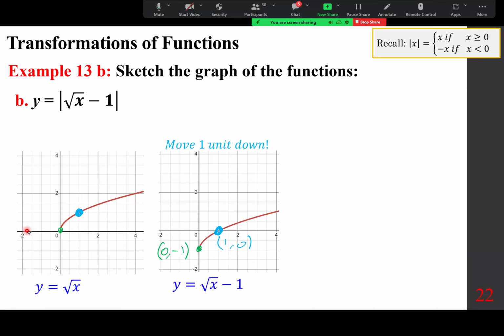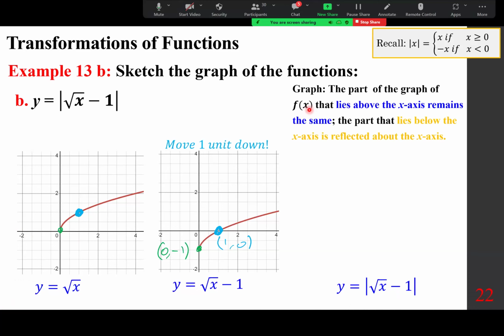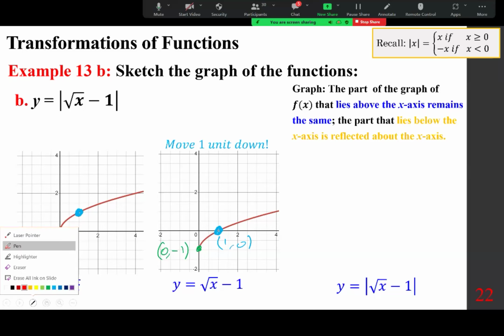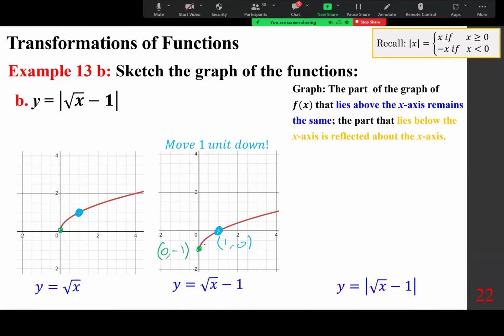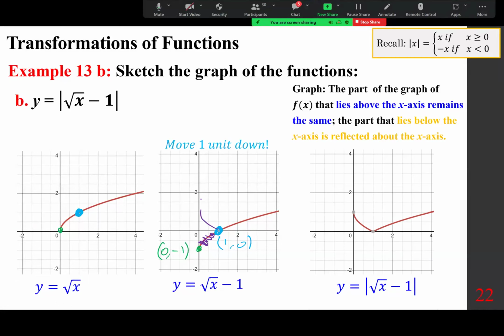Now we want to graph this. And I remind you, the part of the graph of f of x that lies above the x-axis remains unchanged. So this doesn't change. The part that lies below the x-axis is reflected about the x-axis. So this part will flip over like that, and it becomes this. That's the final graph.